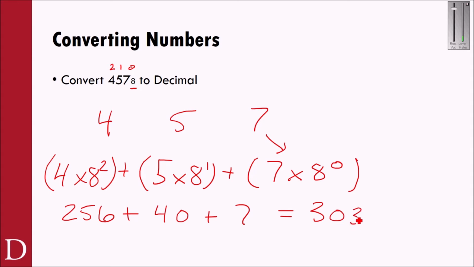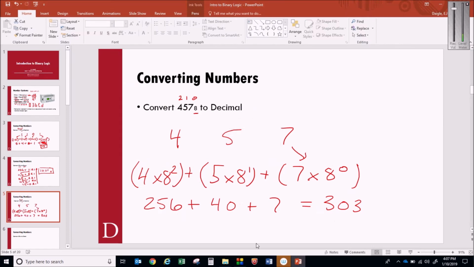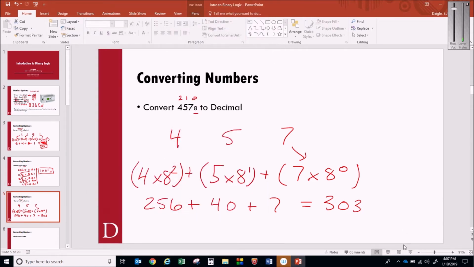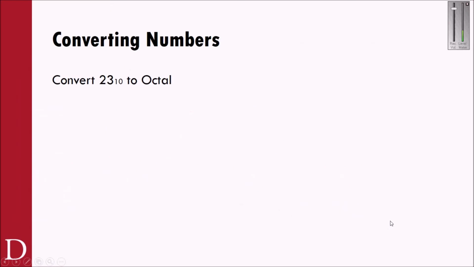And just to make sure that we don't screw this up again, I'm going to check my math with my calculator again. I'm going to take 457 in octal, and look at that in decimal, and I see it's 303. So it looks like we did that one correct.